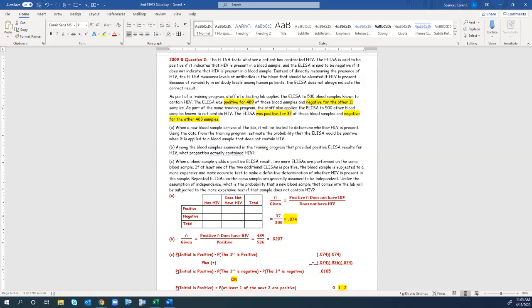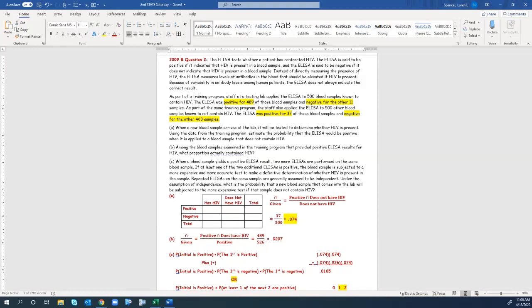And this is a little off topic, but Dr. Birx, who's one of the people on the coronavirus team, was one of the ones who helped develop the ELISA test for HIV, which I thought was interesting. I didn't know that till I heard it in one of the talks. Anyway, so back to the problem.